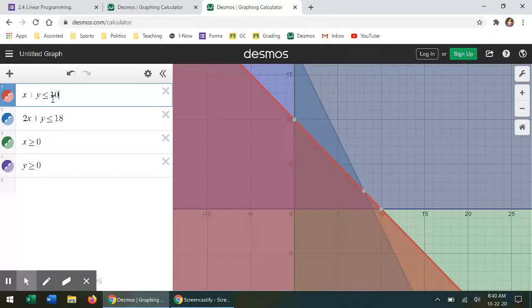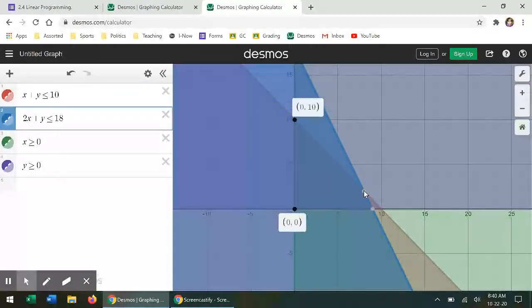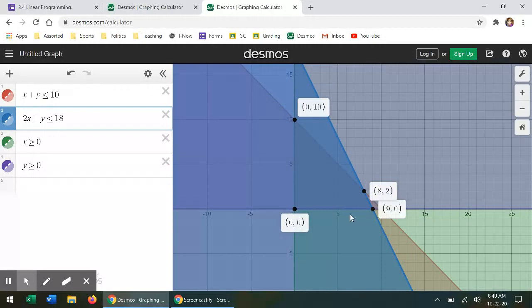Once you type these in, to get this less than or equal to, you type in the less than sign, and then directly after it, type in the equal sign, and it will make it look like that. Once you get those 4 graphs in, you look for where all the 4 graphs overlap, and that is this quadrilateral that almost looks like a triangle, except it's this part that's cut off. And you click on the corners of that shape, and Desmos will tell you what those vertices are: 0, 0, 0, 10, 8, 2, and 9, 0. So that's your answer to number 10.